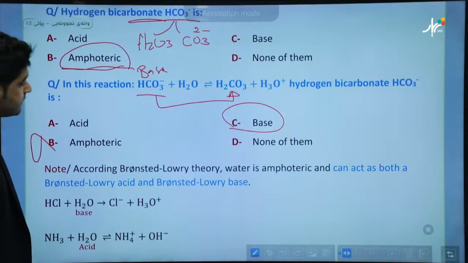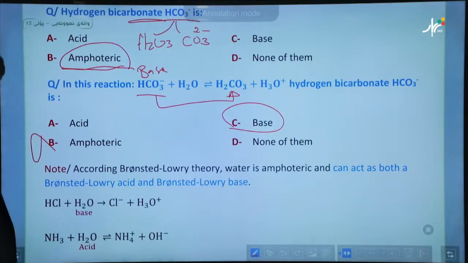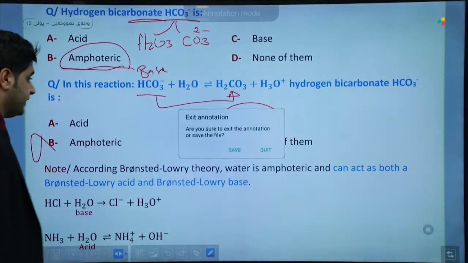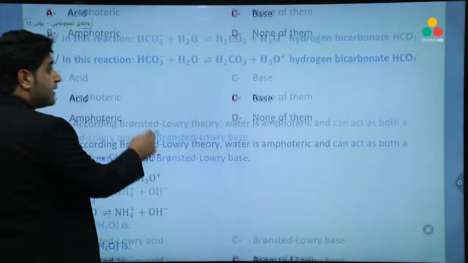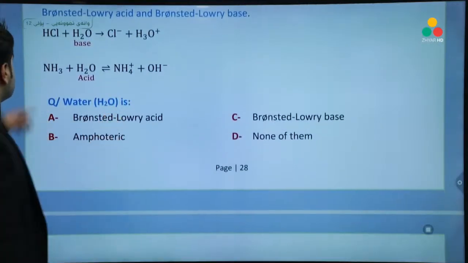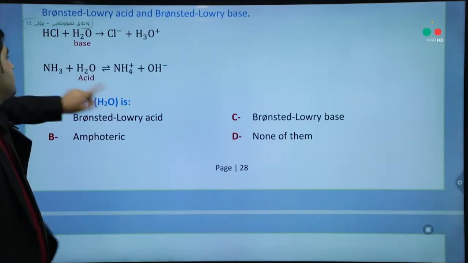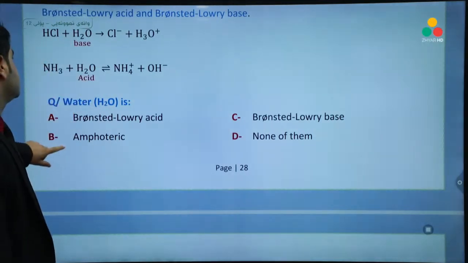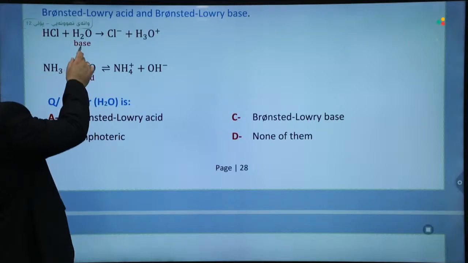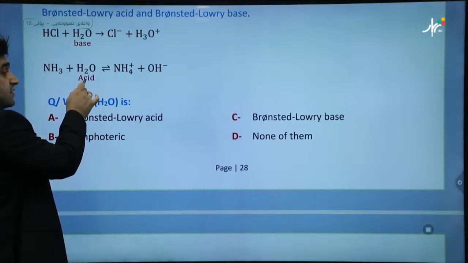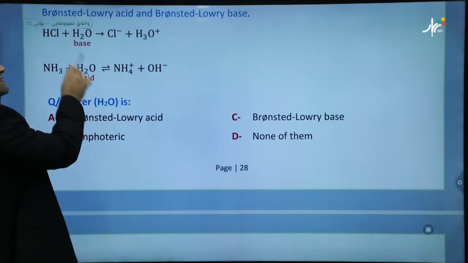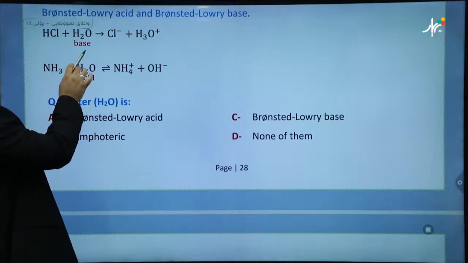According to Brønsted-Lowry theory, water is amphoteric because it can react with both acids and bases. Look, water with an acid becomes a base, and water with a base becomes an acid. So in one reaction water is a base, and in the other water is an acid. Water is not amphoteric in each of these reactions.